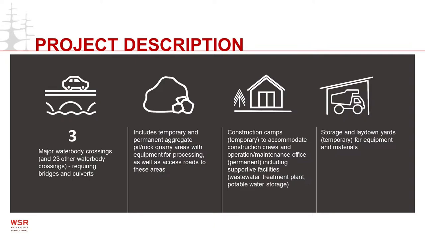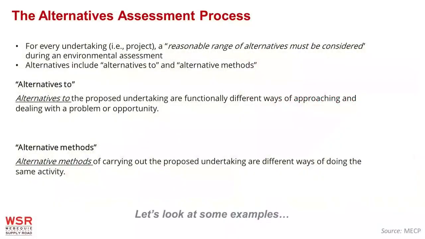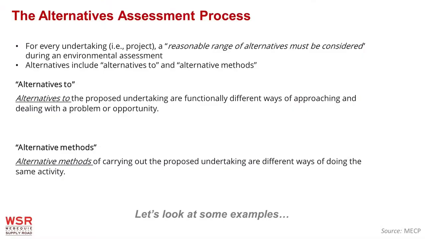Now let's move to talk a little bit and review a little bit about the alternatives assessment process. So the alternatives assessment process states that for every undertaking, this is when it comes to environmental assessments, quote, a reasonable range of alternatives must be considered during an environmental assessment. So alternatives include alternatives to and alternative methods. So when we talk about alternatives to the proposed undertaking or project, in this case, these are functionally different ways of approaching or dealing with a problem or opportunity. When we talk about alternative methods of carrying out a proposed undertaking or project, these are different ways of doing the same activity.